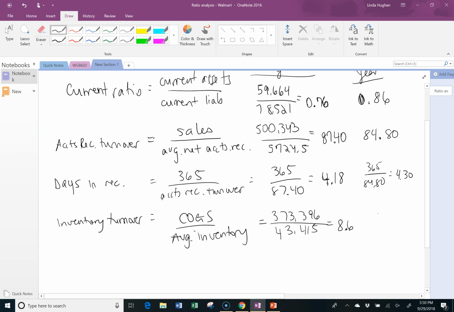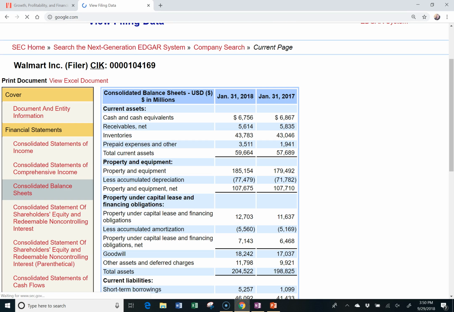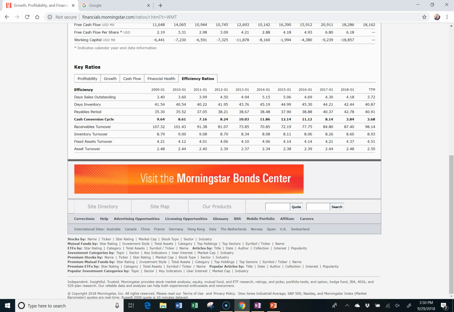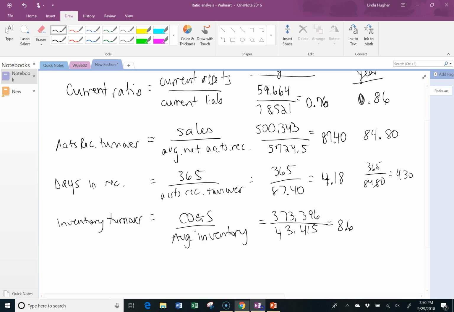The prior year, if I look at Morningstar's ratios, inventory turnover here on this line, we can see the trend over the past 10 years. Here's the 8.6 we calculated, was 8.26 in the prior year. So slightly better than the prior year. It is slightly better now than it was in the prior year.